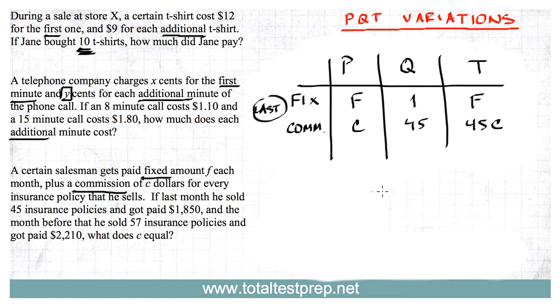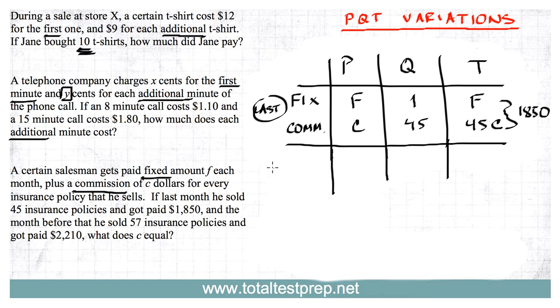And notice what I'm doing is something similar to the previous question, where I'm making these two rows for one situation, then the two rows again for the next situation. In this case, for last month and this month. This, by the way, comes out to $1,850. That's the total that he was paid for the month before. So not last month, but the month before.